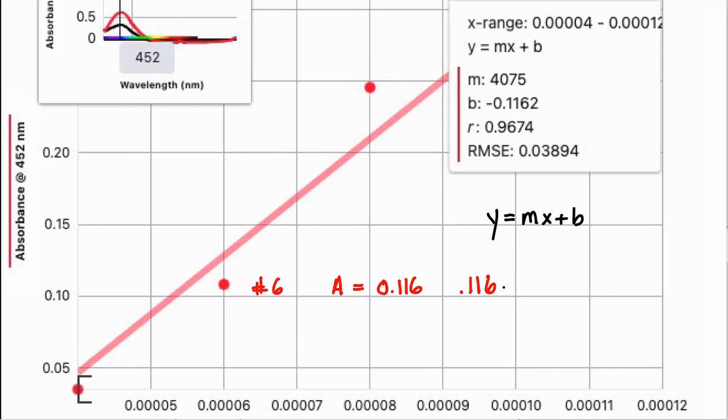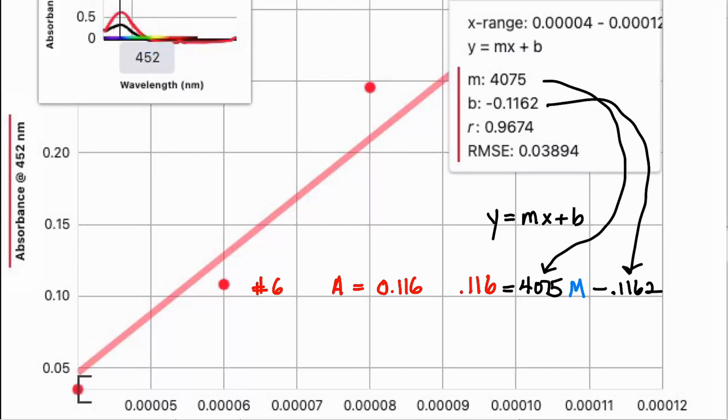0.116. And then we have the slope given to us in our best fit line to be 4075. And then the x, of course, is the molarity that we're trying to solve. That would be the molarity of the colored compound that was produced at equilibrium. And then of course we have plus, in this case minus, 0.1162. That's the y-intercept. So the y-intercept is my b, and my slope is m, and I'm going to solve for x down here. So in any case, let's just do some algebra and figure this out.